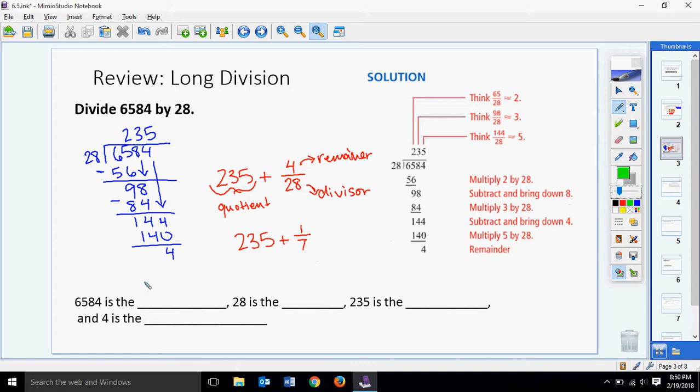So for some vocab, 6,584 is called the dividend. 28 is the divisor. 235 we said was the quotient. And 4 is the remainder. And it kind of outlines over here, this is taken out of your book, the steps that I use to solve this long division. So these steps are going to be the exact same with polynomials. So we did it over here with two integers, with just numbers. Now we're going to look at how to do it in a polynomial setting.